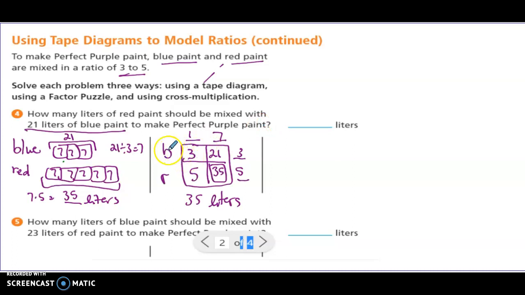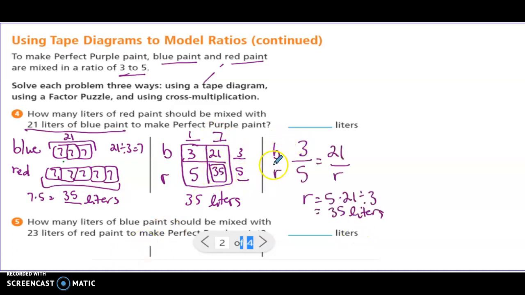Okay, setting up my factor puzzle. Here's my parts, blue to red. Here's the rate given to me, 3 parts to 5 parts. And then I know that I have 21 blue parts, so that goes in this box, and I'm trying to find the equivalent amount of red parts needed to keep the shade of purple the same. Greatest common factor of 5 and 3 is 1. And then 5 divided by 1 is 5. 3 divided by 1 is 3. 21 divided by 3 gave me 7. 7 times 5 equals 35 liters.